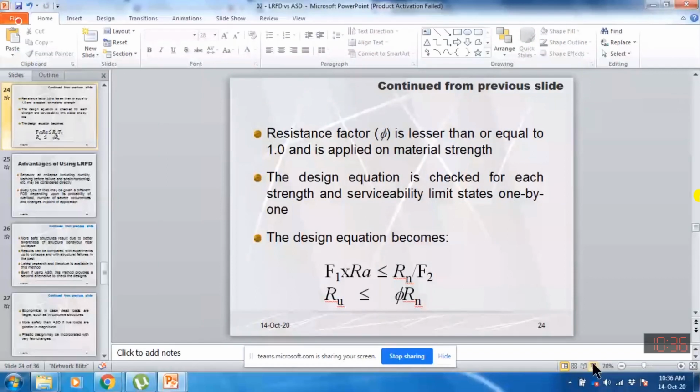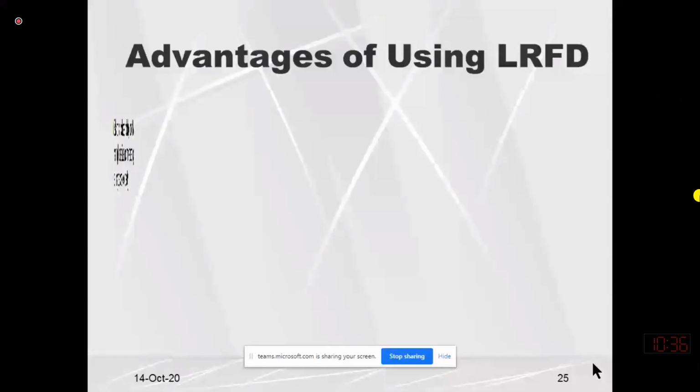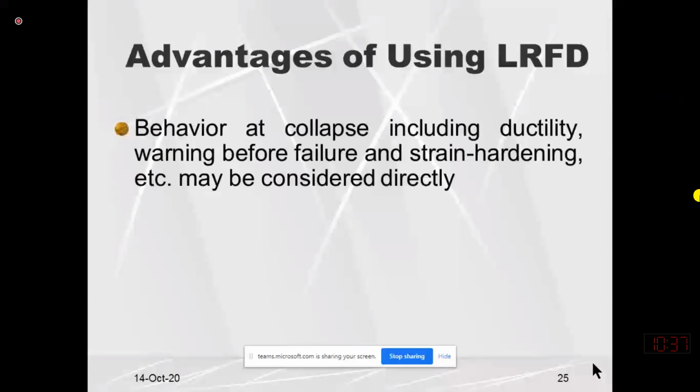So the advantages of using LRFD: behavior at collapse, including ductility, warning before failure and strain hardening, may be considered directly. If you have the stress strain curve of steel, just imagine. In ASD, we just consider 60% of the yield value as the maximum strength. Actually, it means that the structure will fail when the stress equals 60% of yield. But actually, the structure will not fail because this is the design allowable strength. Even though we are overloading the structure, the stress may be 70% of Fy, so we are still in the elastic range.